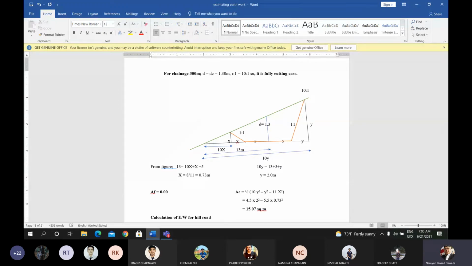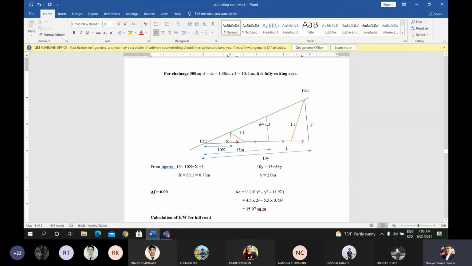Don't confuse, this slope is 1:1, so this x into 1, this value is x. This slope is 10:1, this slope also 10:1. Okay, if this vertical height is x, then the horizontal of this small triangle will be 1 into x. If this height is x, and according to the slope of this 10:1 line, this length will be 10x.